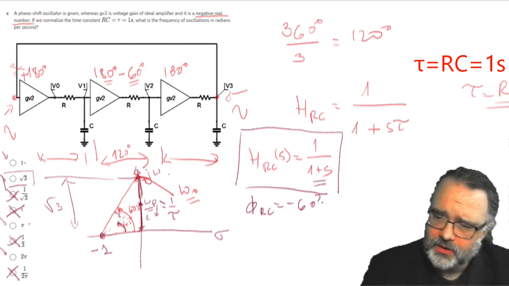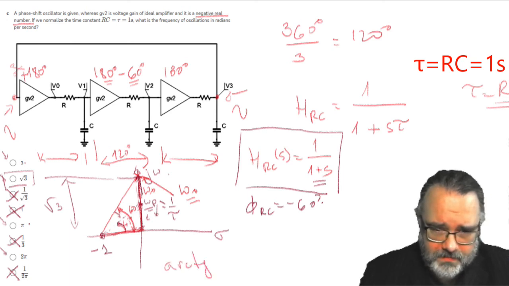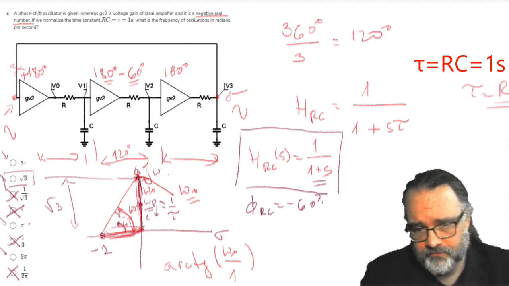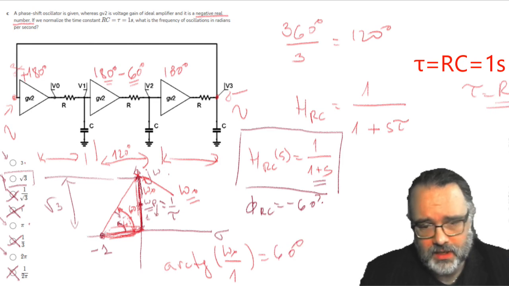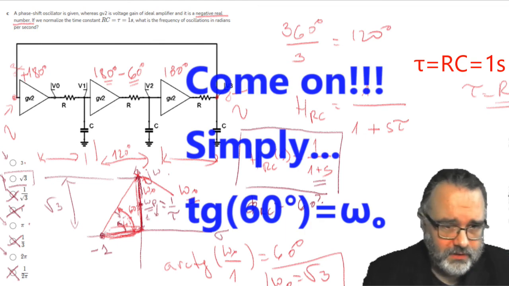Of course, if you cannot reason it, you can always calculate it. This is 60 degrees here, say this is omega 0, and this is 1. Then you can get omega 0 as arccotangent of omega 0 divided by 1, which should be 60 degrees. You put this in the calculator and it should return that omega 0 is square root of 3, which is the right answer.